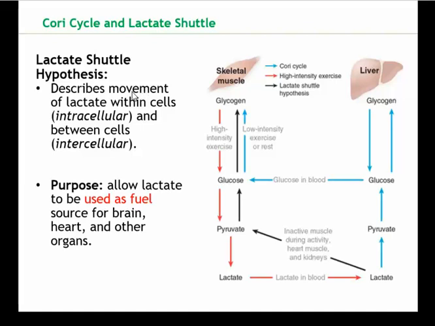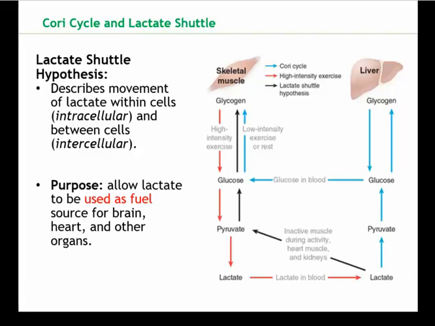But now lactate can move intracellular, so within cells, versus between cells, intercellular. So we can send lactate back into pyruvate, where inactive muscle, heart, kidneys, and brain can use it for fuel sources. Again, the purpose of this is the same as for the Cori cycle. It prevents a buildup of lactate, and it gives extra fuel for working muscle in the form of glucose.